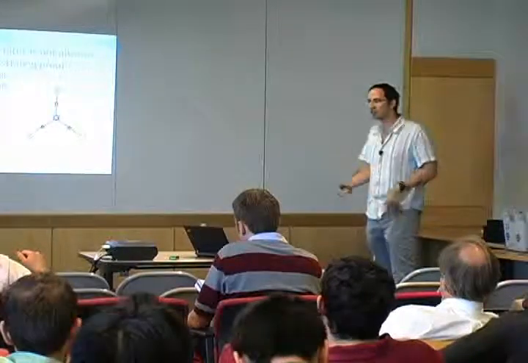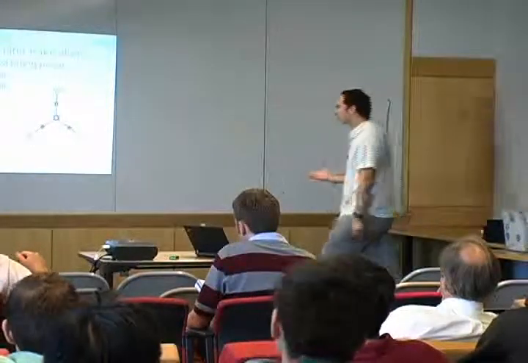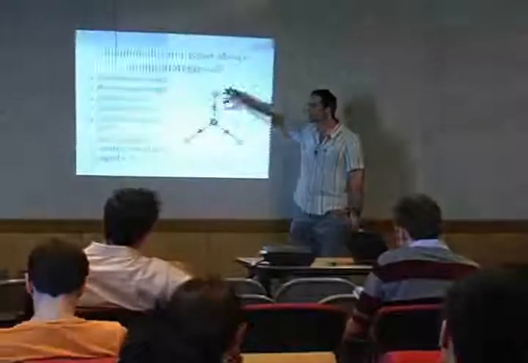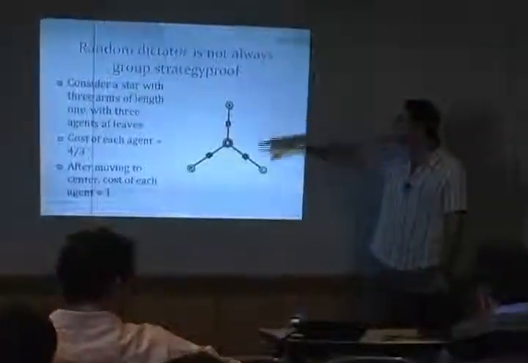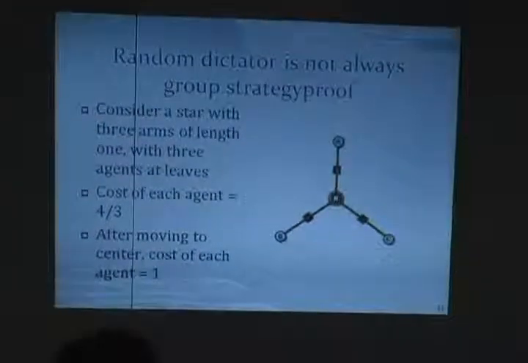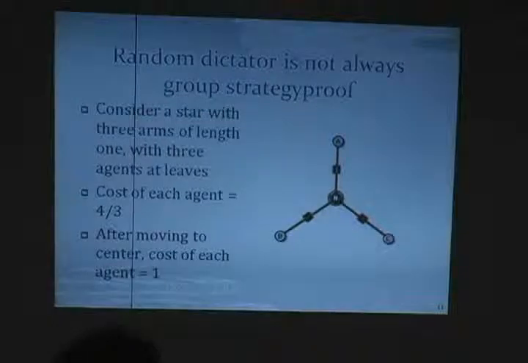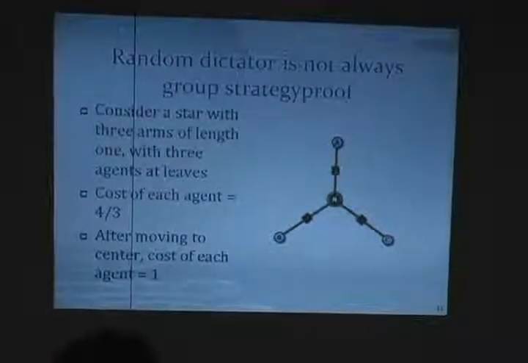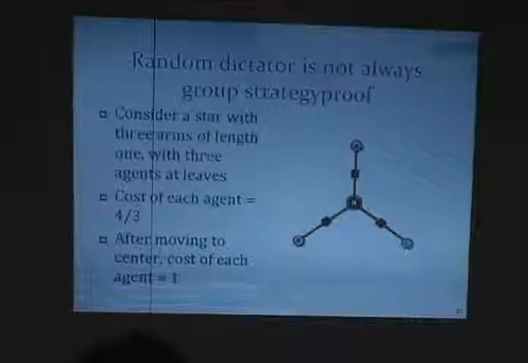What's the cost of the agents after the deviation? So remember, the relocations are still here, here, and here. Right? But now the distance is only 1. The distance of each one of them to the center is only 1. So all of the agents deviated in a way that everybody benefited. Right? And therefore, the mechanism is not group strategy proof. So this is the general thing.